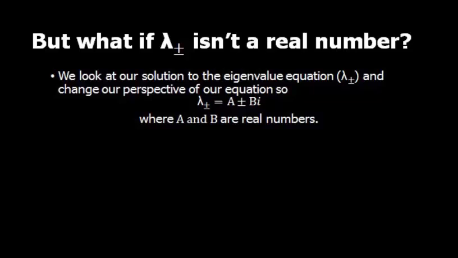Well, what happens whenever our eigenvalue equation has a negative under the radical, so our lambda plus or minus isn't a real number? When this happens, we take the imaginary number out of the radical and think of our expression as a plus bi equals lambda plus or minus, where a and b are actual real numbers, and the i is our square root of negative 1, which comes from the radical.